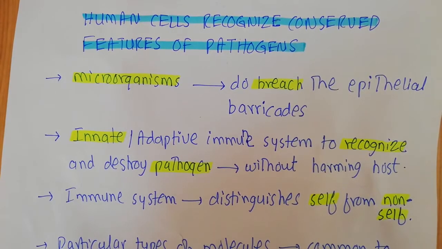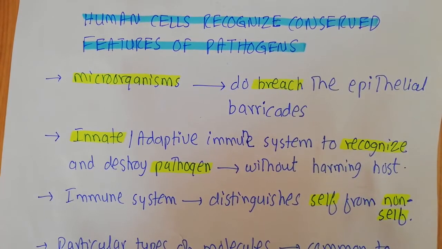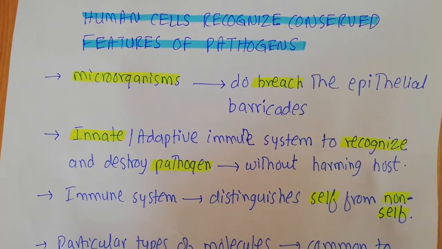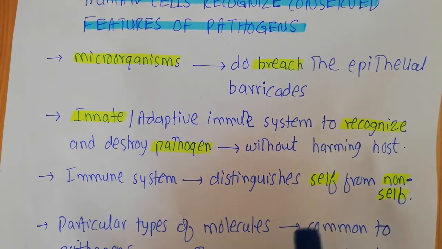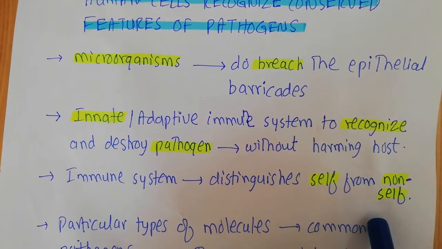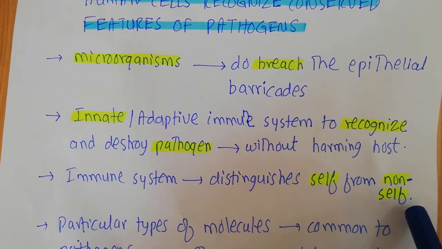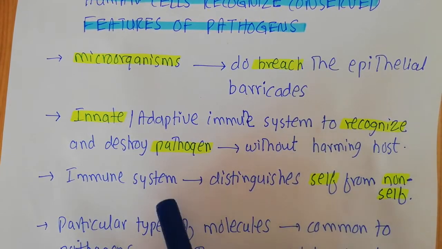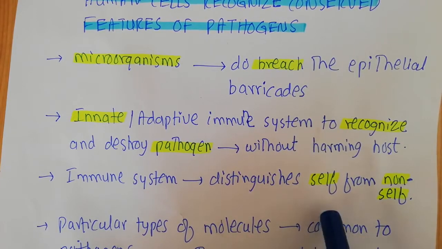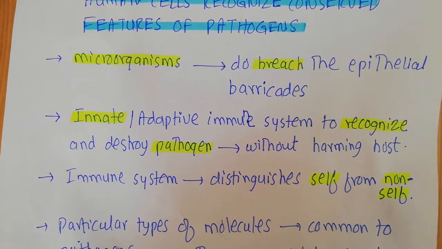When you talk about the innate or the adaptive immune system, they should distinguish the self from the non-self. Because if the immune system cannot differentiate between the self, that means the cells of the host, and the non-self, that means the pathogenic cells, then while neutralizing the pathogen, it can harm the host cells. So the immune system is good enough to distinguish the self from the non-self.